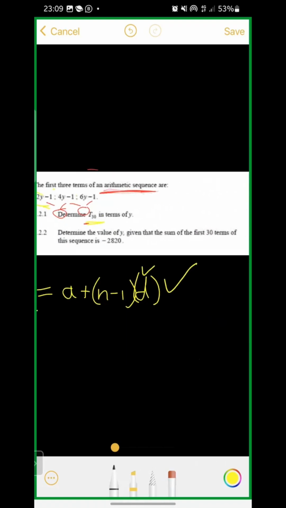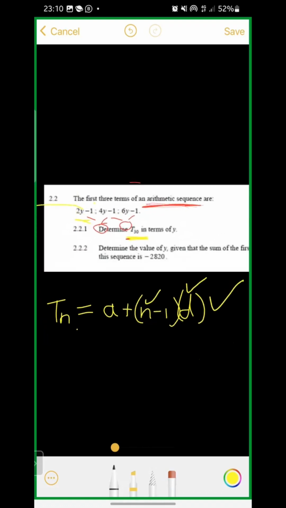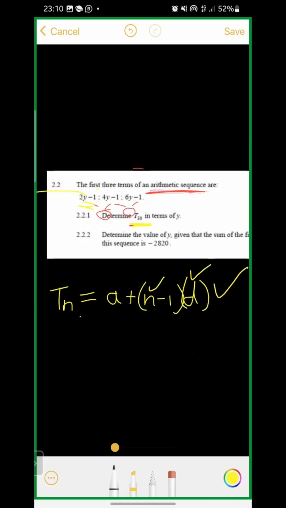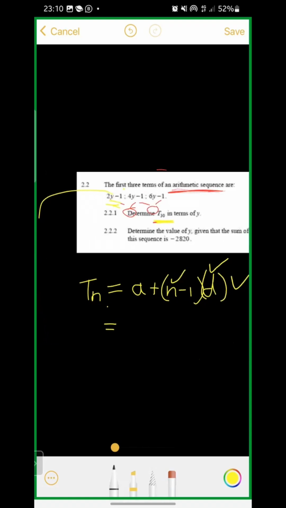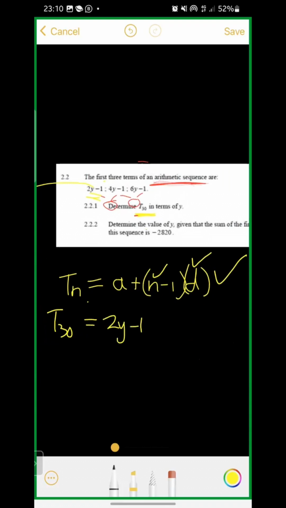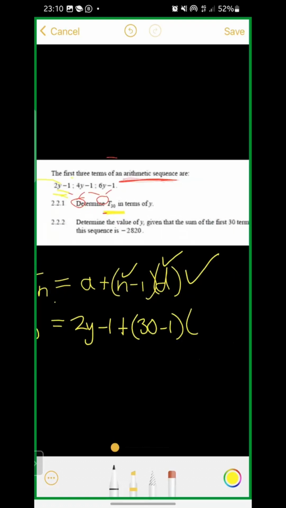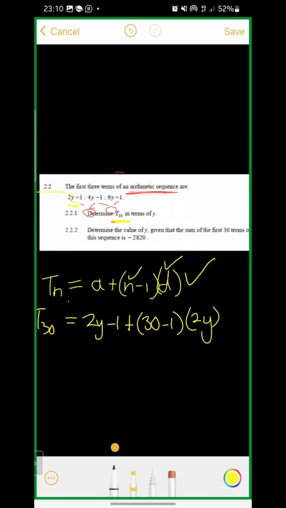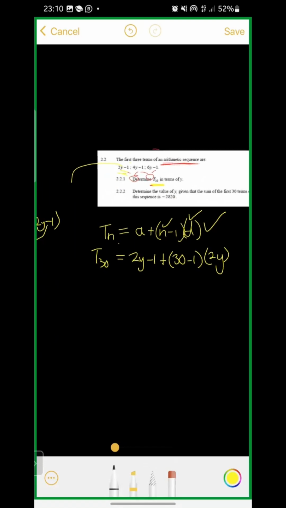So we are sorted with our d. Our n we have as 30, because they want us to determine T30. And then we have our a, which is 2y minus 1, because a always represents the first term. So let's just replace. Our T30 is 2y minus 1, plus 30 minus 1, times our d, which we found in terms of y is 2y. Are we on the same page, guys? Yes. All right, so let's solve for this.